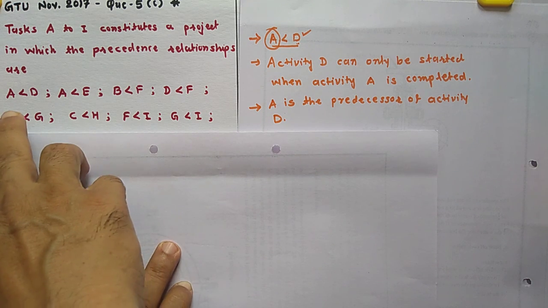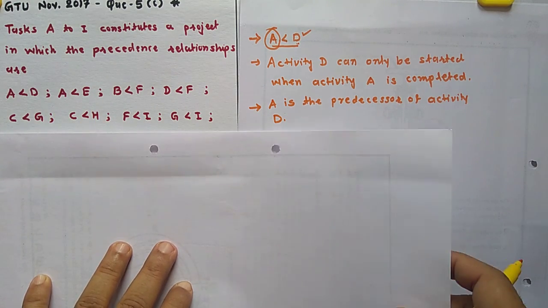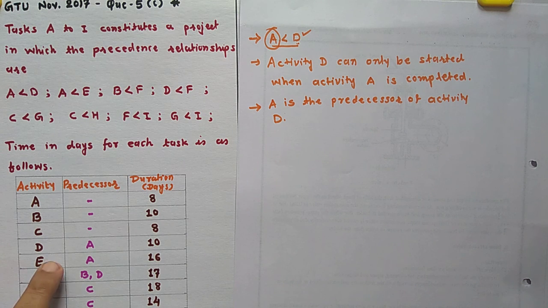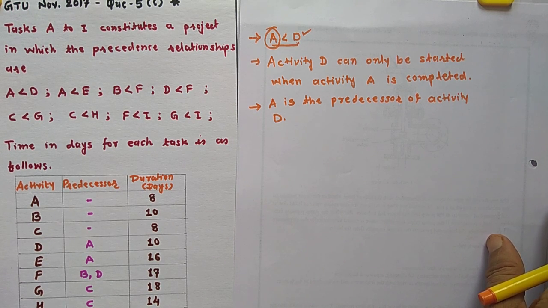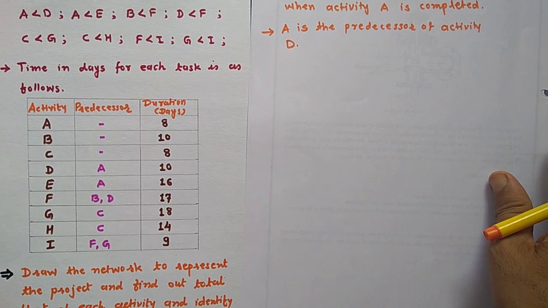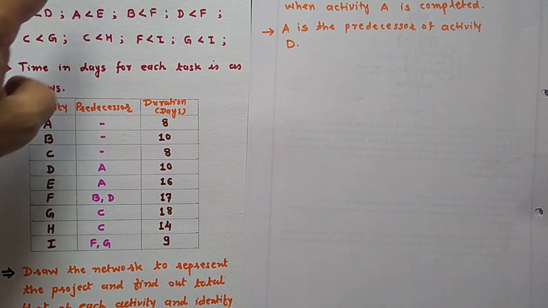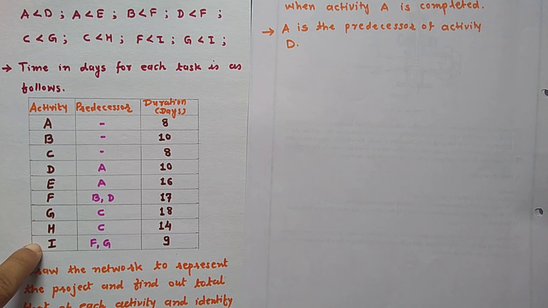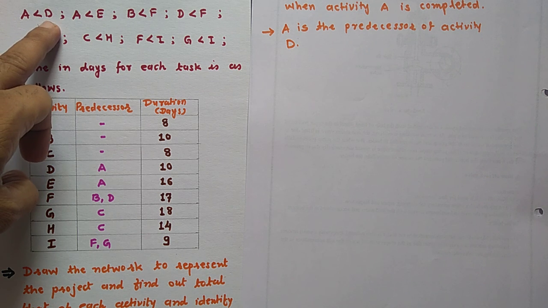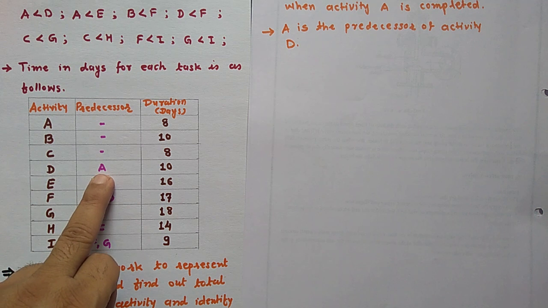First of all, you have to convert all this symbolic notation into activity and predecessor. Here I have already converted this into the predecessor. In this table, first draw this type of table and mention all the activities A to I: A, B, C to I. Then write down the predecessor. Suppose A less than D means A is the predecessor of D. So for D, A is the predecessor.